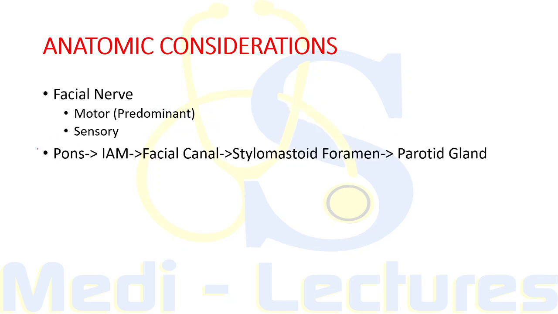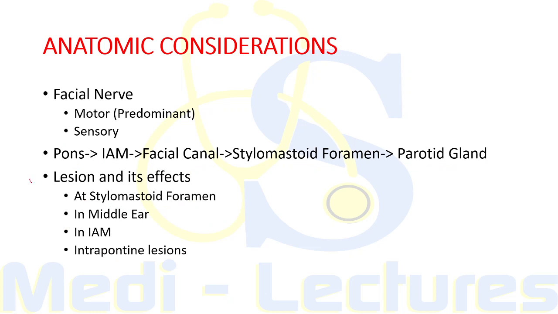Now the course of the nerve is as follows. After leaving the pons, the facial nerve traverses the internal acoustic meatus, then the facial canal, and finally emerges through the stylomastoid foramen into the parotid gland, where it subdivides to supply the facial muscles. Now let's discuss the lesions and their effects.